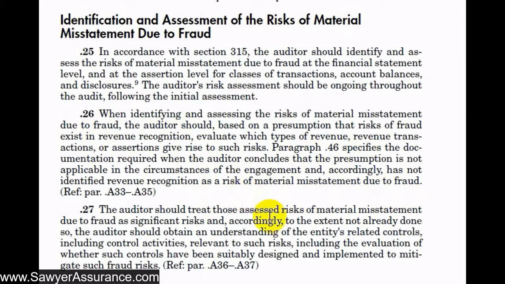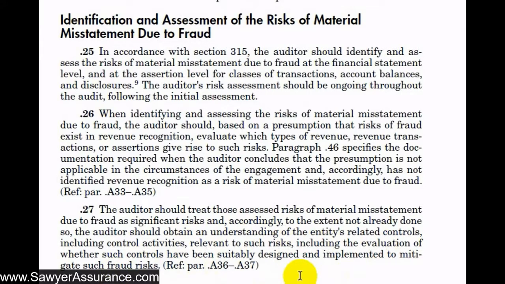And also, when we're assessing these risks of material misstatement due to fraud, we need to consider them as a significant risk. And a significant risk would be one that is more likely to cause a misstatement or that is higher than normal risk. And this term will be explained in future AUC sections that we go through. But for now, let's just understand that when we assess the risk of material misstatement due to fraud, we have to understand the entity's related controls around that risk. And we have to evaluate whether those controls are suitably designed and implemented to mitigate such fraud risk.